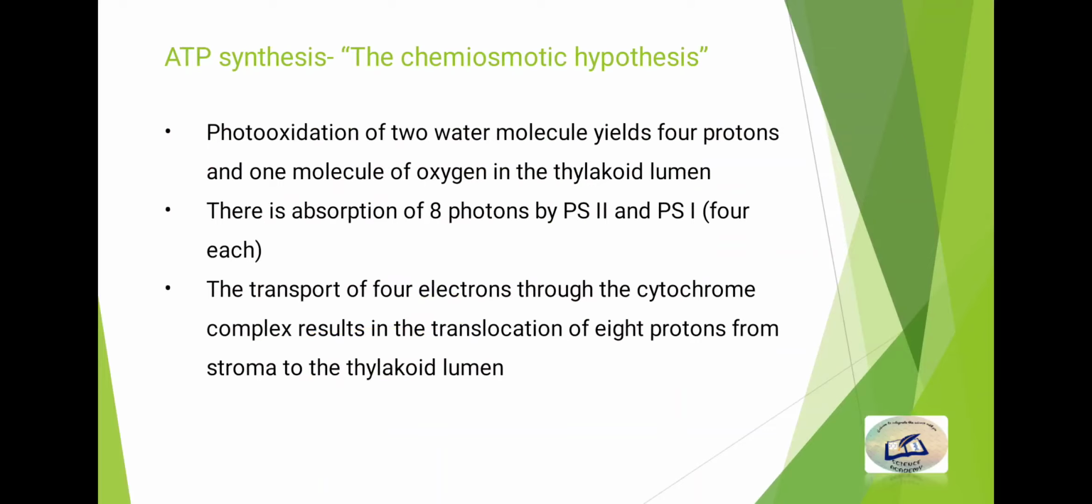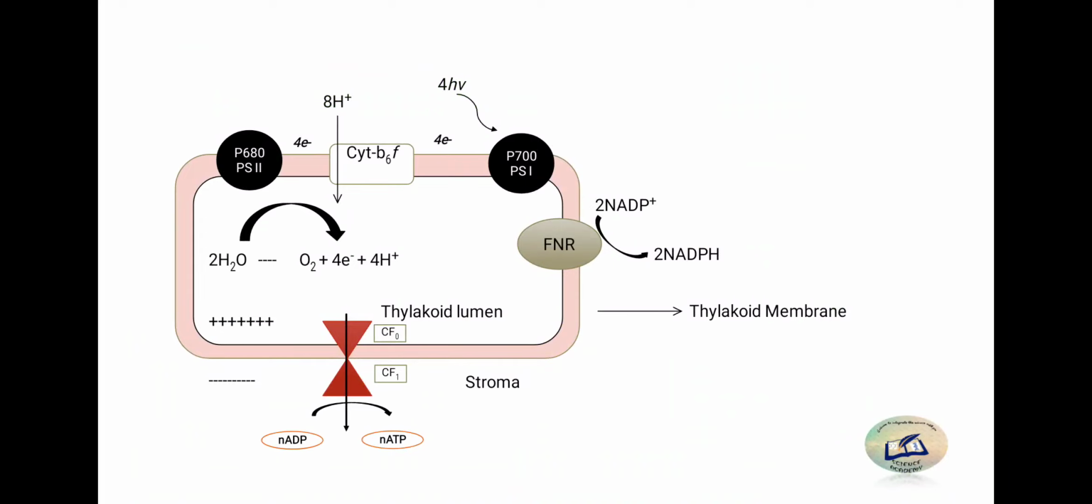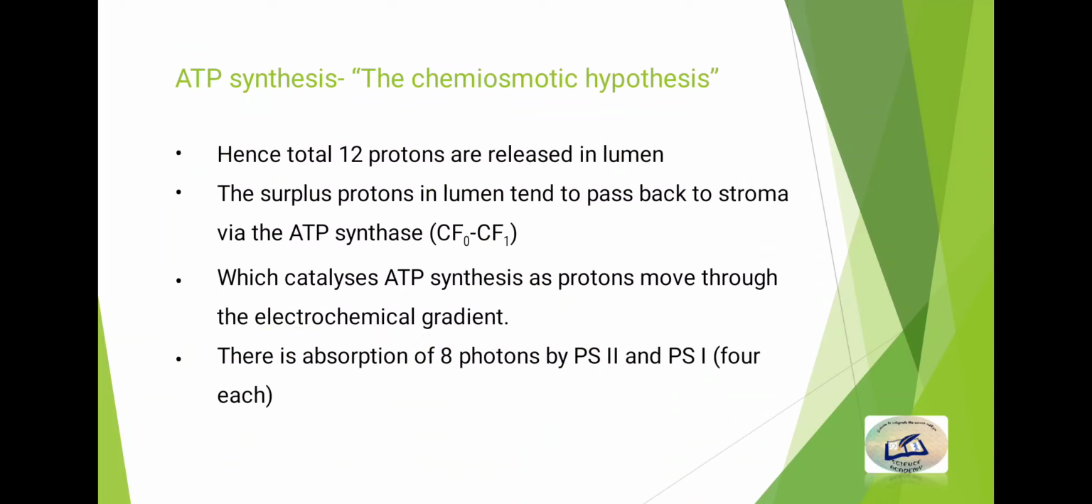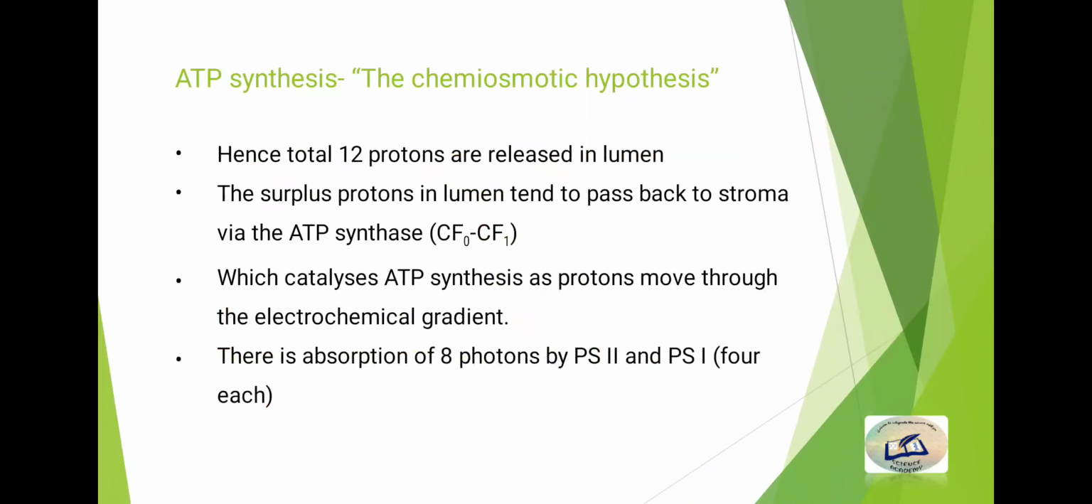Let's read once again. Photooxidation of water molecules yields 4 protons and 1 molecule of oxygen in the thylakoid lumen. There is absorption of 8 photons. The transport of 4 electrons through the cytochrome complex leads to translocation of 8 protons into the lumen. Then 12 protons are released into the lumen. If you don't want to mention the number of protons according to this calculation, like 8, 12 and all, you can write and explain it yourself. And for better understanding, using only one water splitting, 2 protons are pumped in, and by that calculation you can do that.